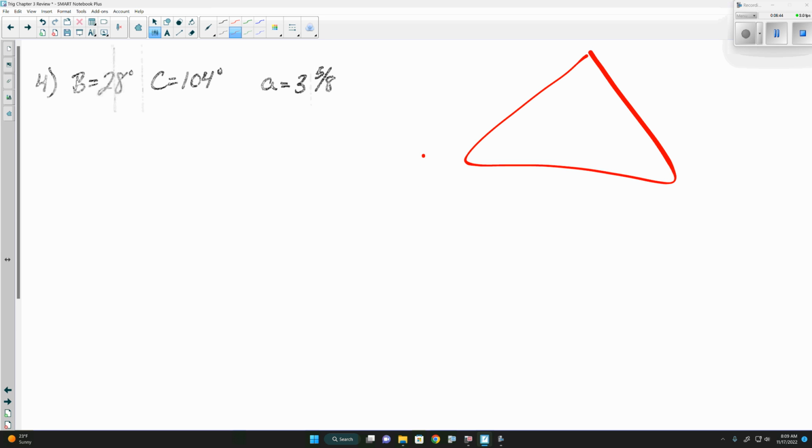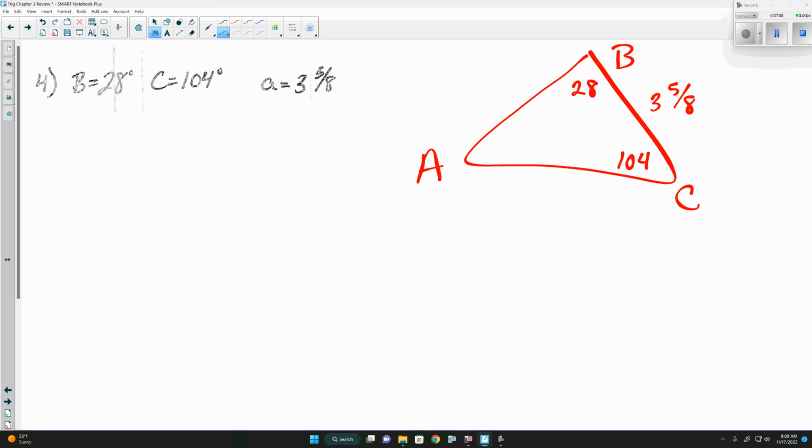And we can label it angle A, B, C. They told us angle B is 28 degrees. They told us C is 104. And they told us side length A is 3 5/8. It gives me something to look at so I know how the angles and sides are relating.